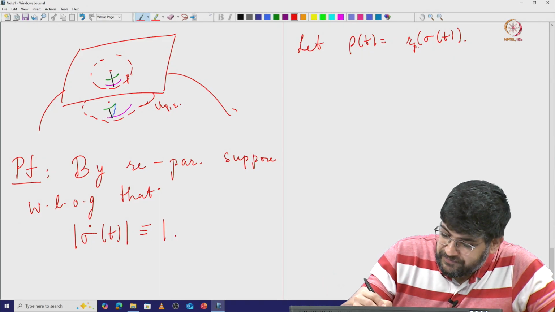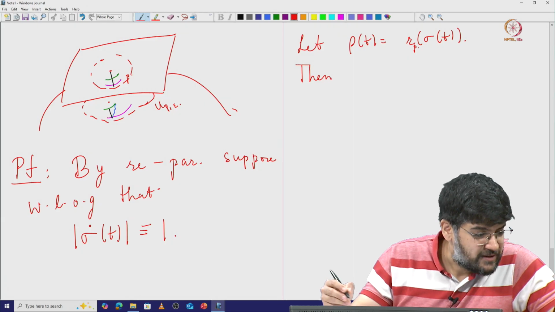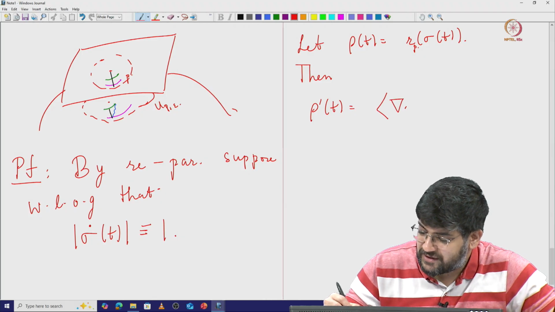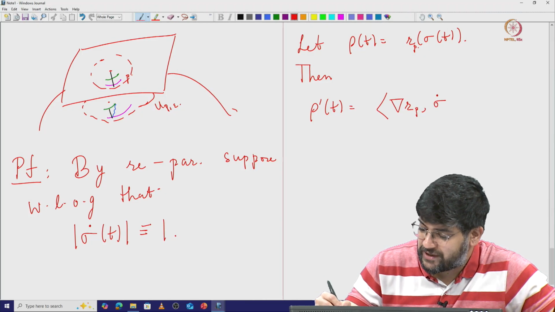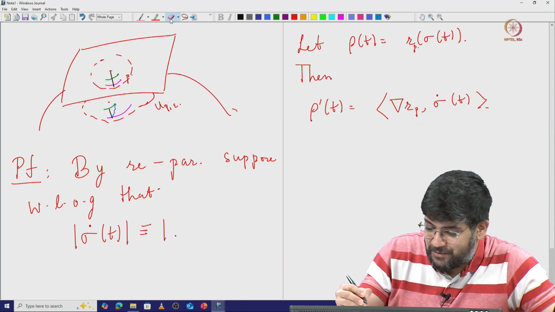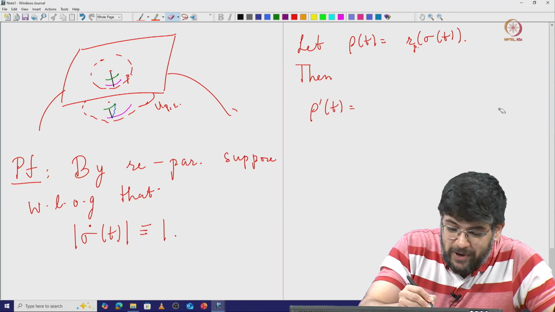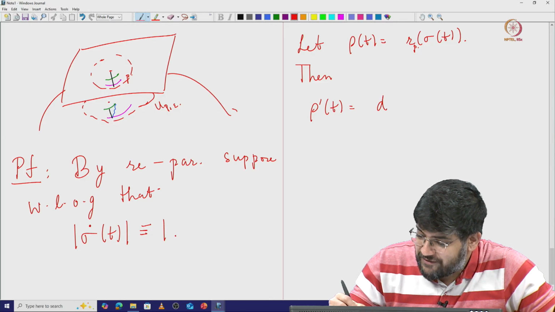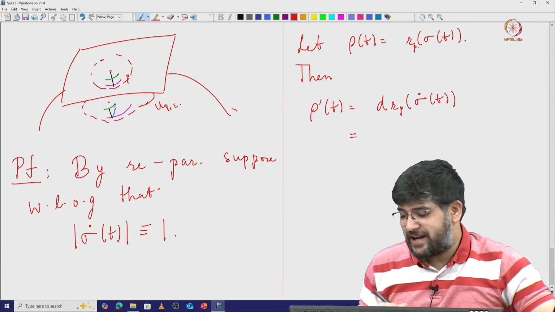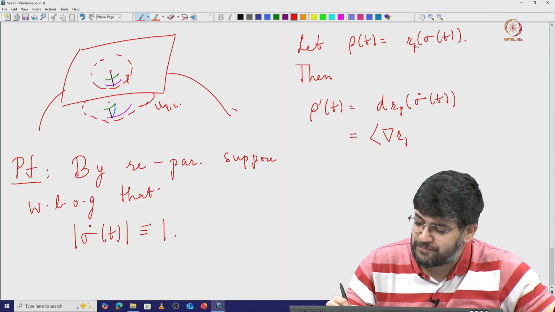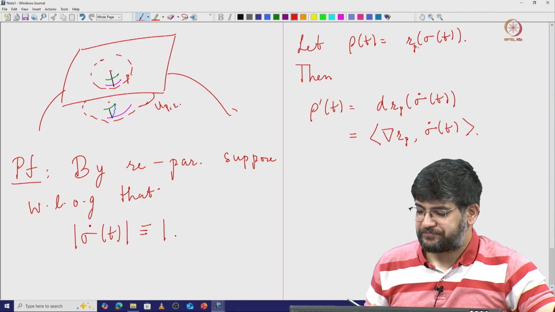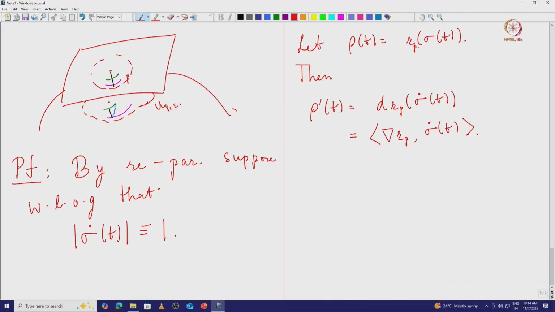Okay. So then what is the derivative of rho? Well, that is just the gradient of rp inner product with sigma dot, right. So in fact maybe let me write down the intermediate step. So by the chain rule the derivative of this is simply this, but then by the definition of gradient this is simply the inner product of this. Okay. All of this is happening at sigma of t.